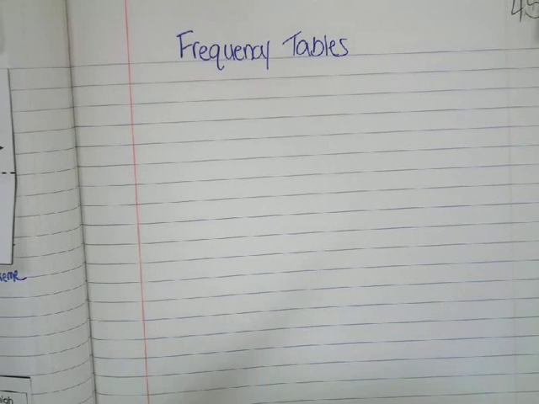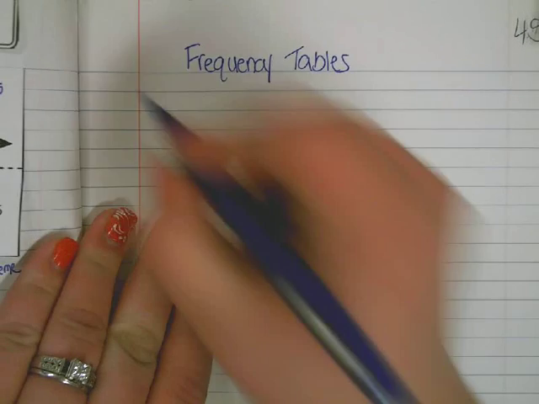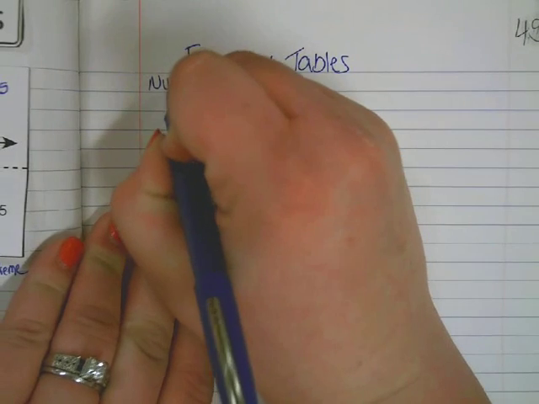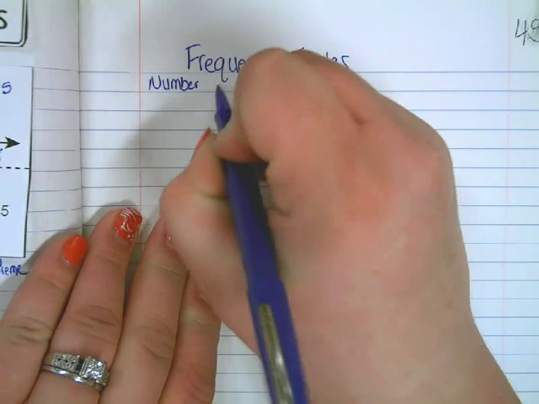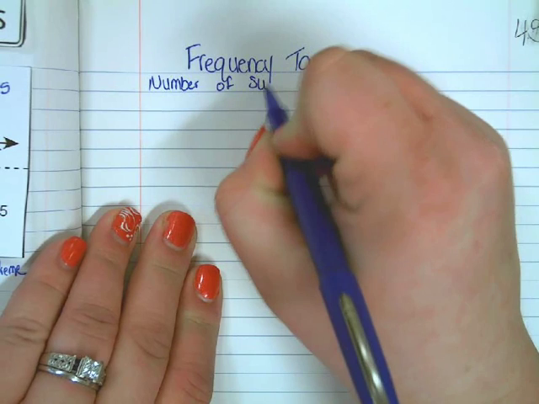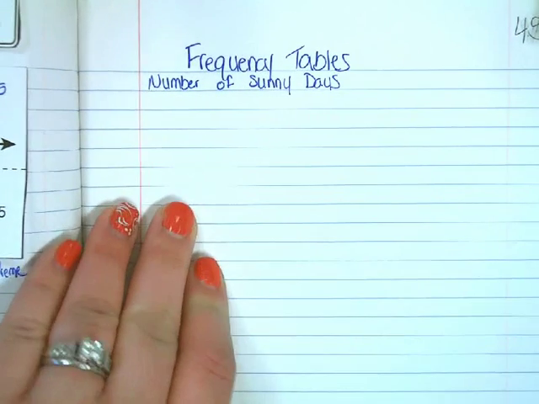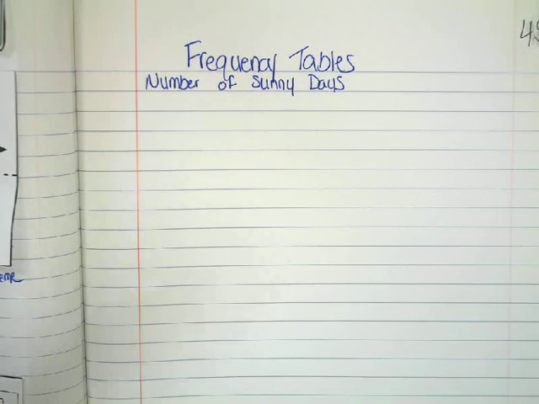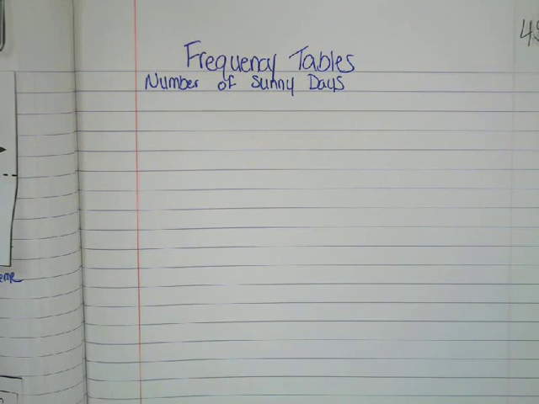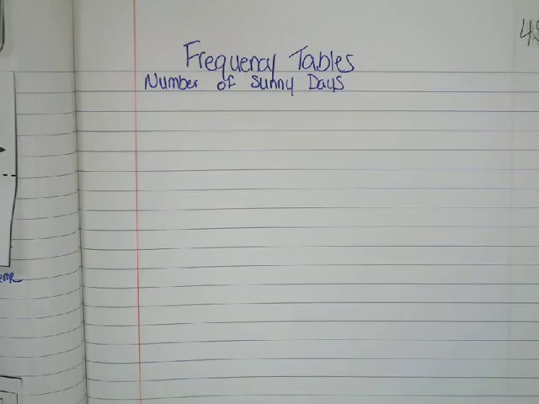Okay, so we're looking at frequency tables today. We're looking at the number of sunny days in some city. We can say Sioux City, and we're figuring out how many sunny days there are. So we're looking at Sioux City, South Sioux City, maybe Omaha. We're looking at different ones over a period of time to see how many sunny days they have.